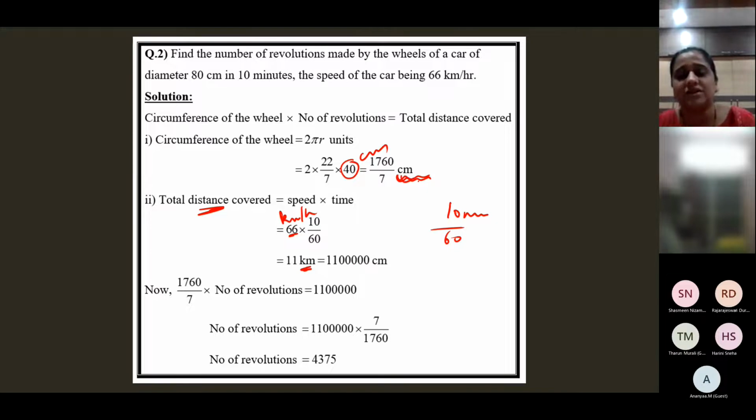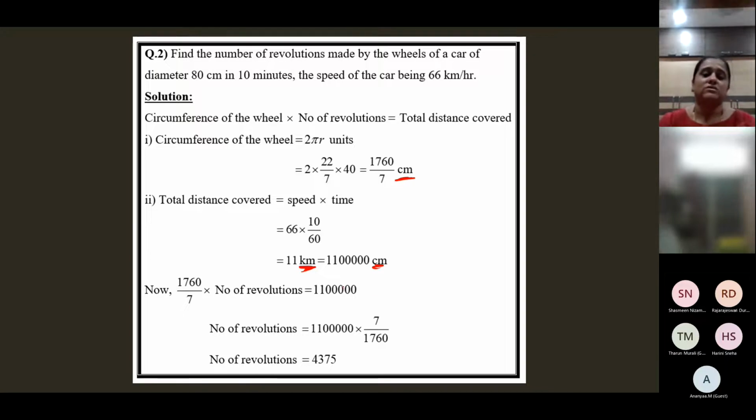But here this is in centimeters, so you convert this also to centimeters. Always convert the larger unit to the smaller unit. Centimeter is smaller than kilometer, so convert kilometer to centimeter. Convert the larger unit to the smaller unit. A big unit. One second, let me just finish. Kilometer to centimeter. Now substitute in the formula. This is the formula. Substitute and get the answer.